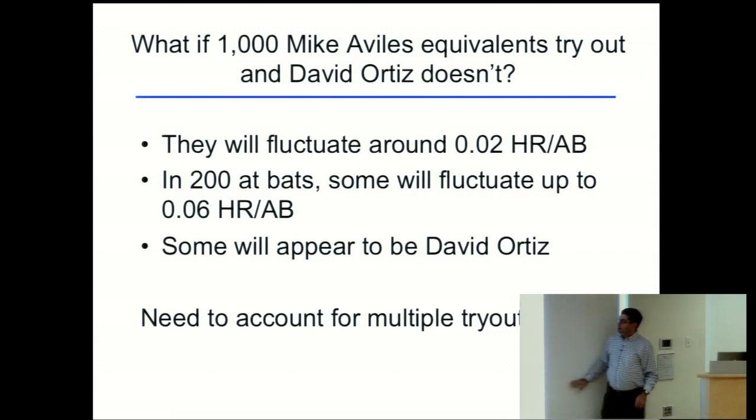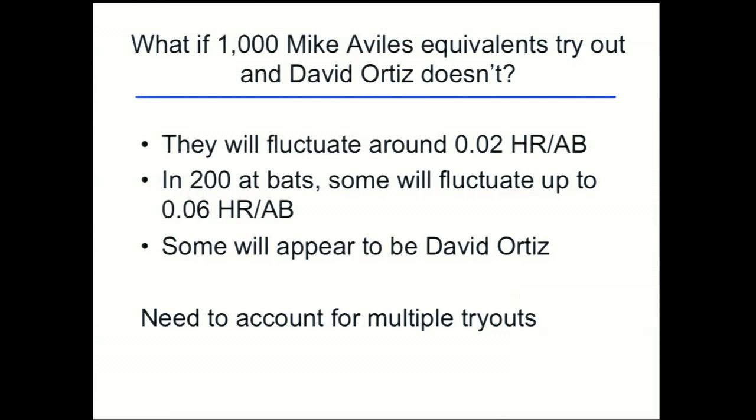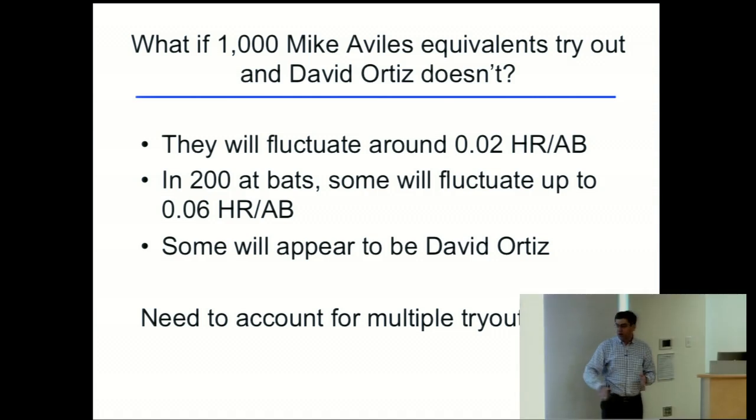Then consider the awful scenario where, unbeknownst to you, the team did not re-sign David Ortiz, and all you had was these 1,000 Mike Avileses. The same thing is going to happen, right? Some of them will appear to be David Ortiz-like, and you will pick them. So even though 200 at-bats is enough to tell the difference between one really good person, or one true positive, and one null, if you have 1,000 nulls, then the number of at-bats you need goes way up. Essentially, you need more than just that modest statistically significant difference of 0.04 between the two to account for the fact that 1,000 people have tried out.